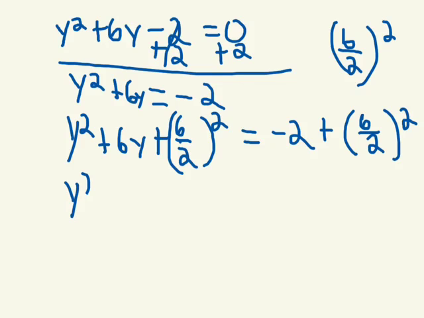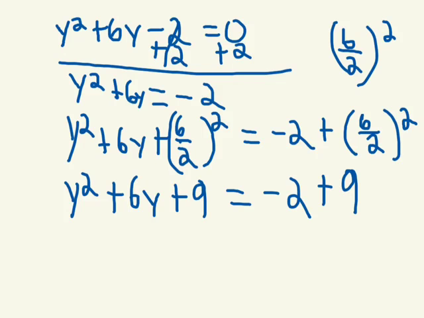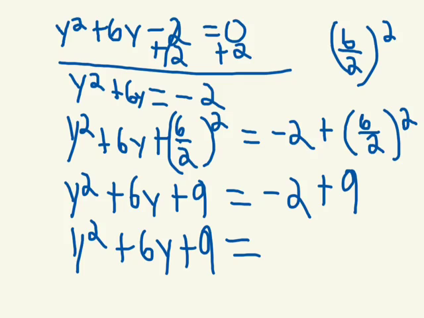So we're going to do y squared plus 6y plus 9 equals negative 2, same thing, plus 9. Good. Next step would be to factor. So now we are left with y squared plus 6y plus 9 equals, combined like terms, negative 2 plus 9, 9 minus 2 equals 7.